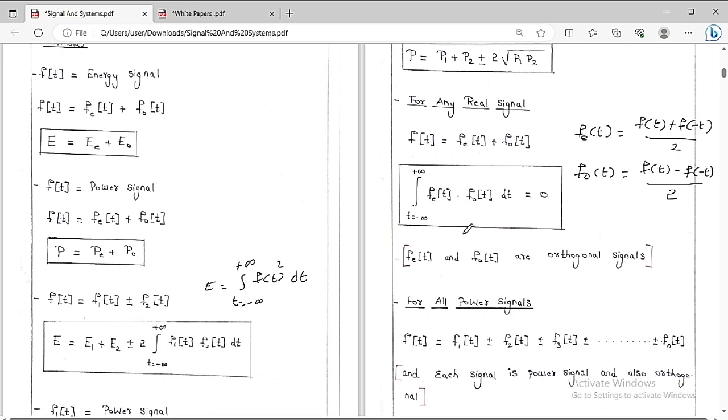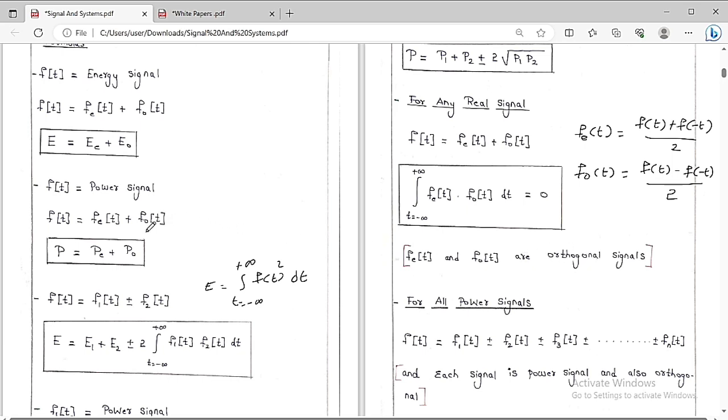Therefore we can say f e of t and f o of t are also called orthogonal signals if they satisfy this condition: the integration from t equals minus infinity to plus infinity of f e of t into f o of t dt is equal to 0. Whenever two signals satisfy this property, we can say these signals are orthogonal signals. So whenever you multiply two signals and do the integration from minus infinity to plus infinity, if the integration is equal to 0, those signals are called orthogonal signals.